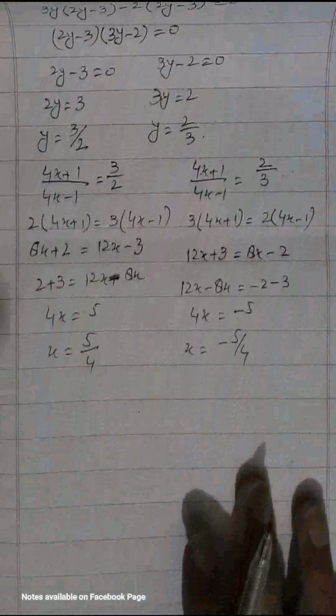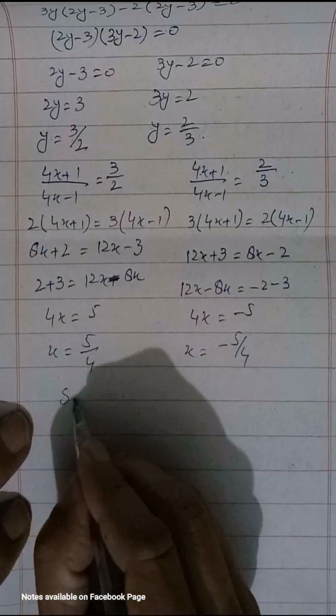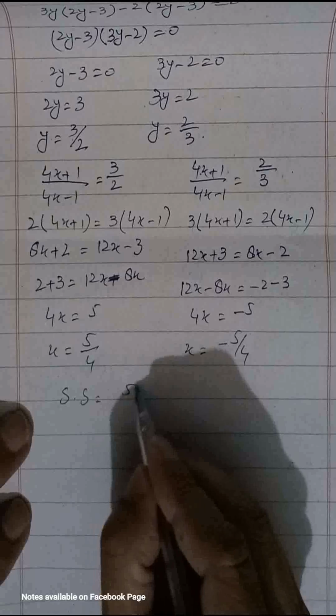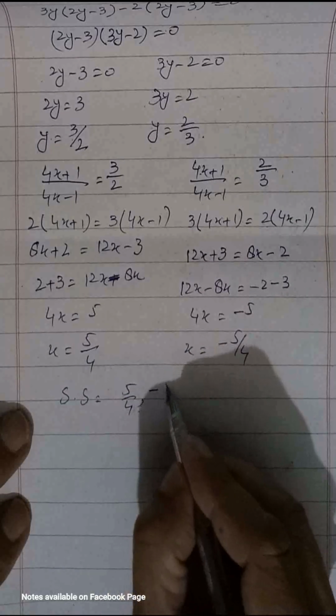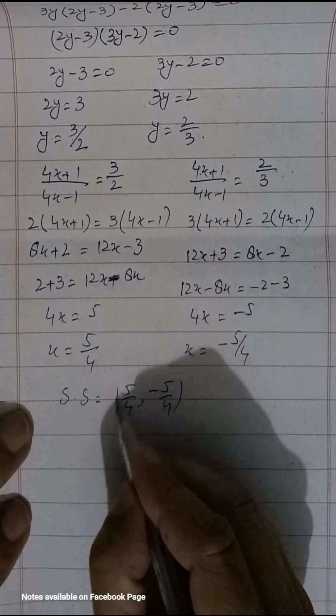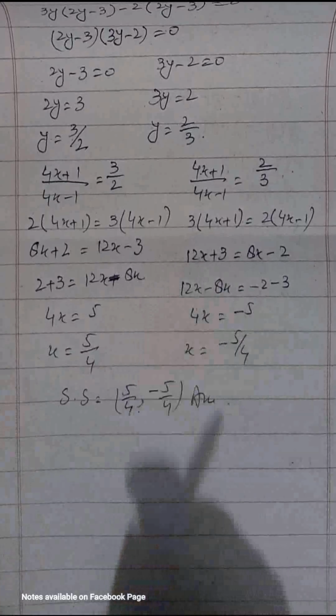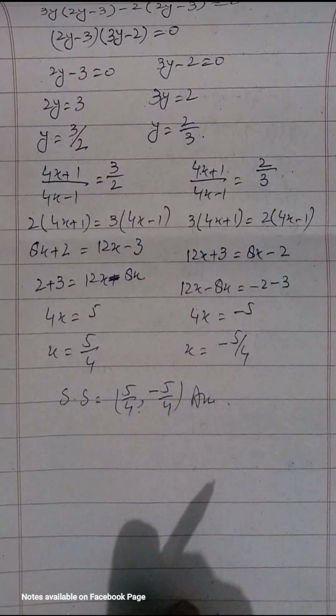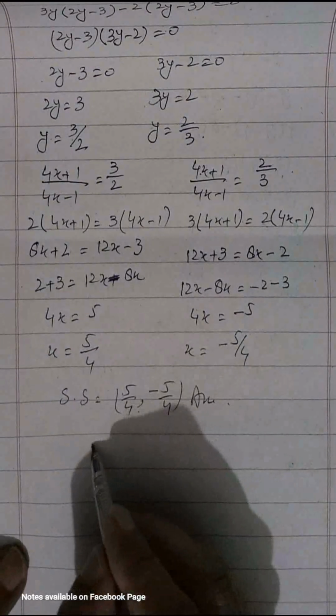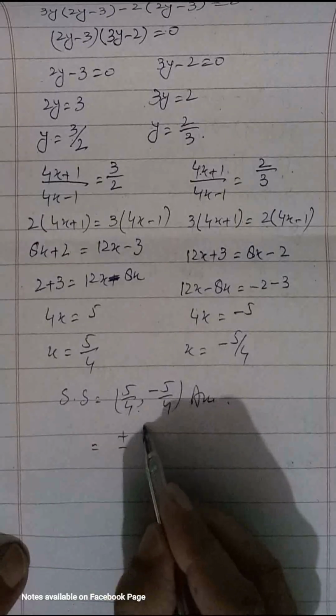And hence the solution set is 5 over 4 and minus 5 over 4, that is the answer. And we can write it also as plus minus 5 over 4.